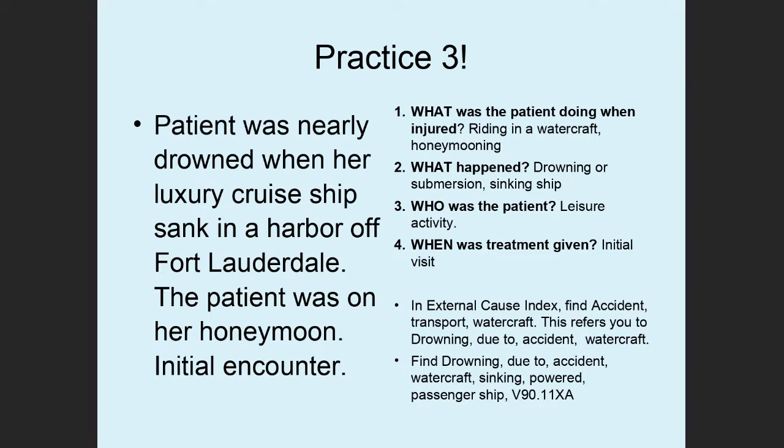So here we have the answers to the questions. What was the patient doing? They were riding in an aircraft. They were honeymooning. What happened? Drowning or submersion, sinking ship. Who was the patient? Involved in leisure activity. A honeymoon is a leisure activity. When was the treatment given? Initial visit. In the external cause index, find accident, transport, watercraft. This refers you to drowning due to accident watercraft. So you go to drowning due to accident watercraft, sinking, powered passenger ship, V90.11XA.